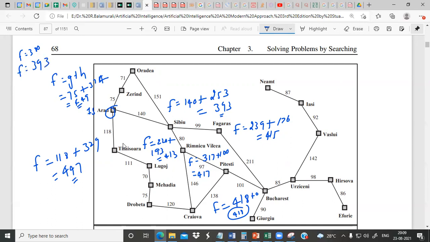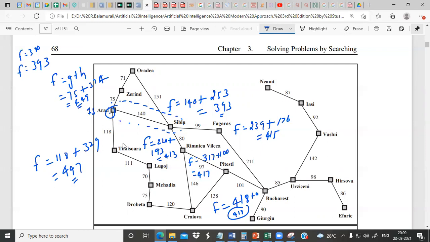Now when you make f equal to 393, Arad and CPU will be included. So from Arad, go to CPU. You can go to CPU, but still we have not reached the goal state. So again from CPU you identify.